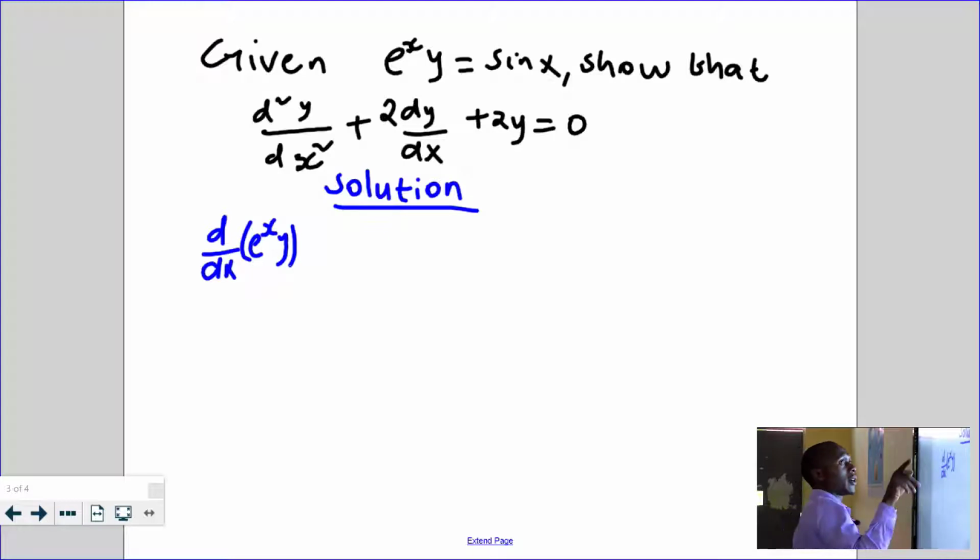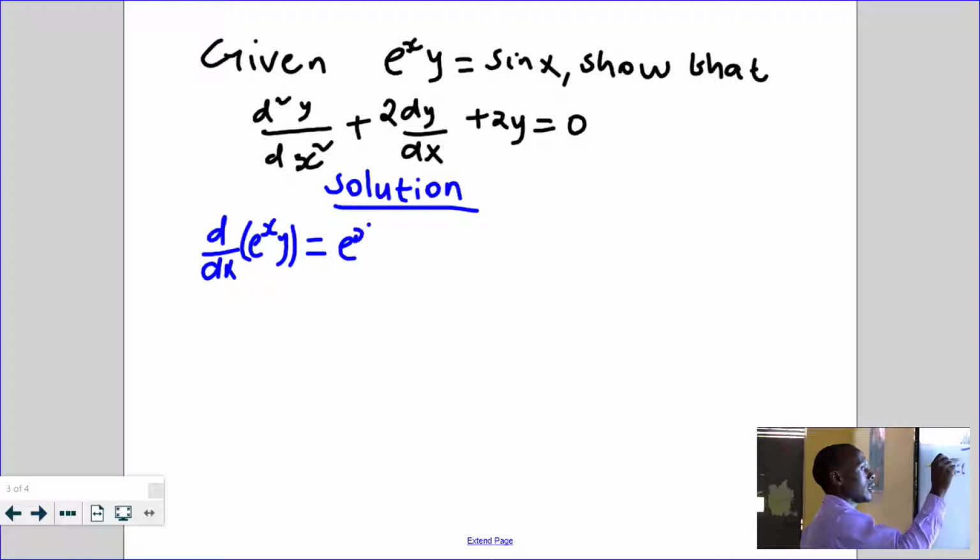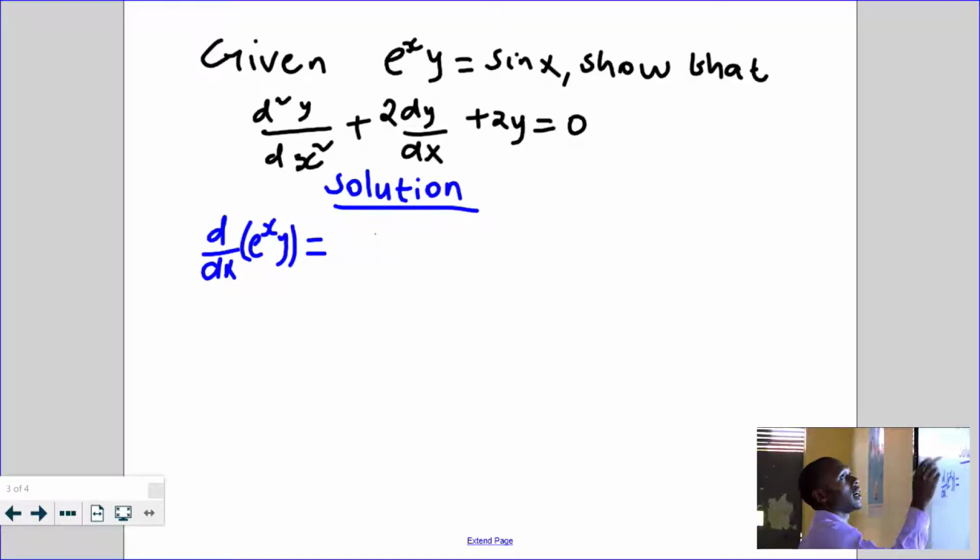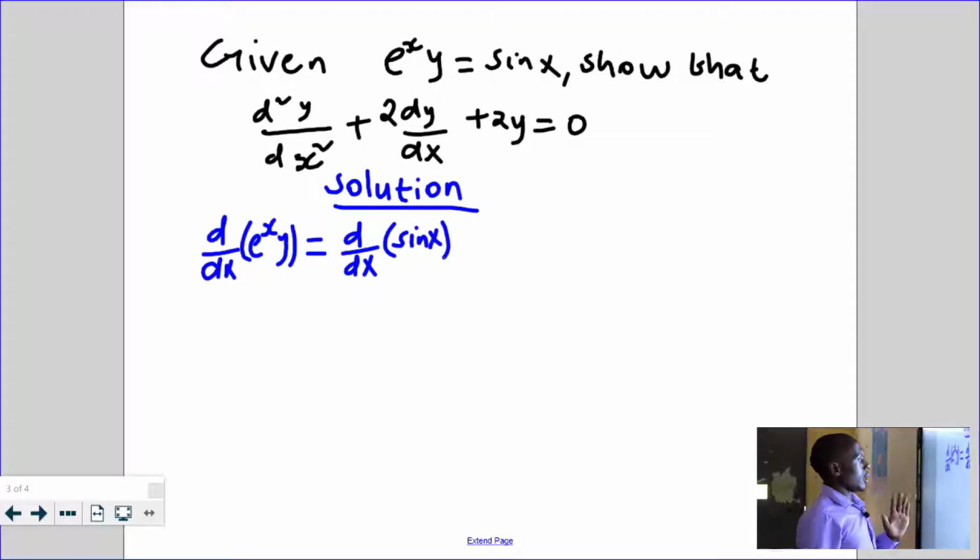Remember this one, differentiate this one now, we hold one and then we differentiate the other one. So like this one, we can simply hold e^x. Actually, we are supposed to differentiate even the sin x, because we are showing that it will give us this, differentiating two times. So d/dx of sin x.